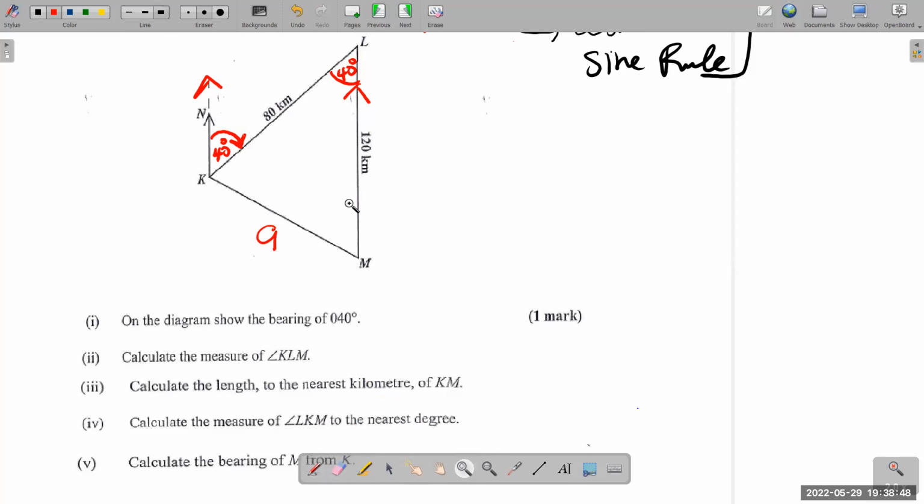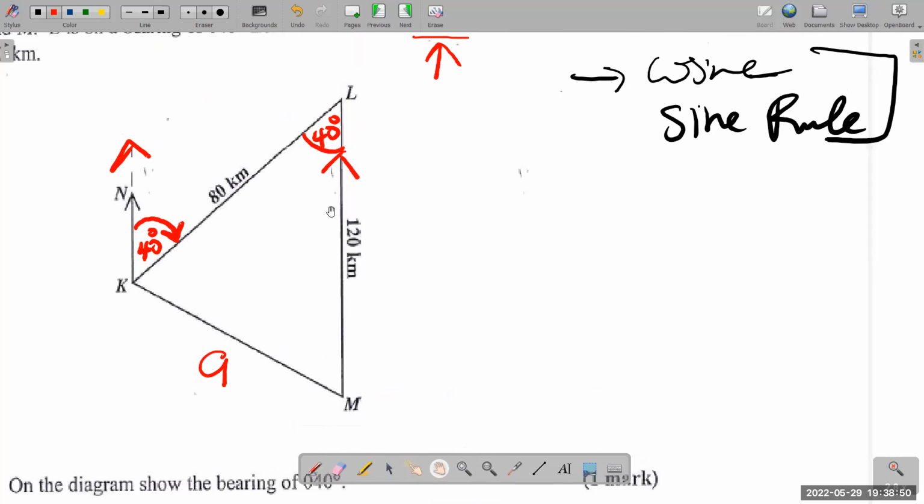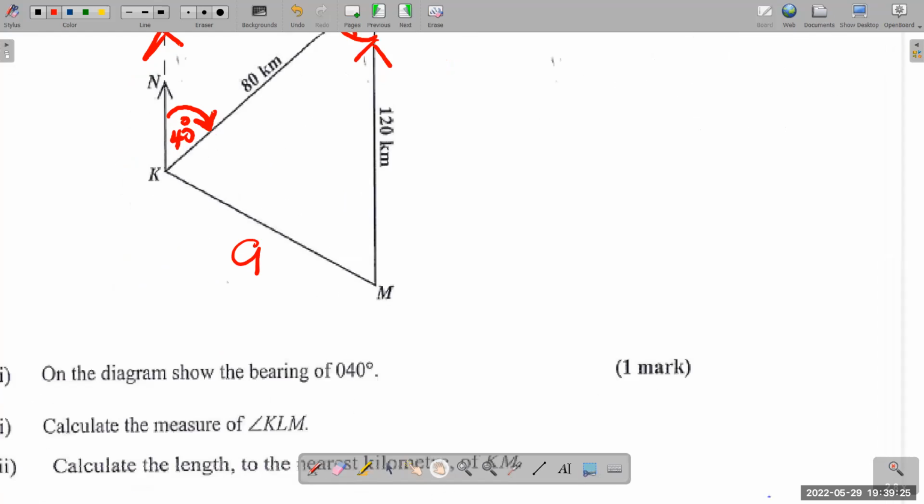I want you to look at this diagram and tell me what law we're going to use. Is it cosine or sine? Which one? Kayla thinks it's cosine. Everybody got to talk to me. What do you think it is? Look at where the angle is. The angle is in between the two given sides. What rule do we use when the angle is in between? Everybody with me? The cosine rule.